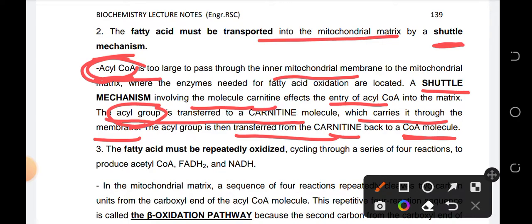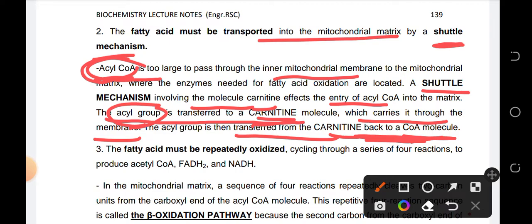Kasi hindi nga makakapasok si acyl-CoA. So, naghiwalay muna si acyl-CoA. So, maging acyl muna siya, tapos CoA. Tapos si acyl, attach siya kay carnitine. Then, carnitine can actually transport the acyl, at kapag nakapass through na siya ng membrane, magbabalikan na si CoA tsaka si acyl. Kaya magkakaroon na ng acyl-CoA.